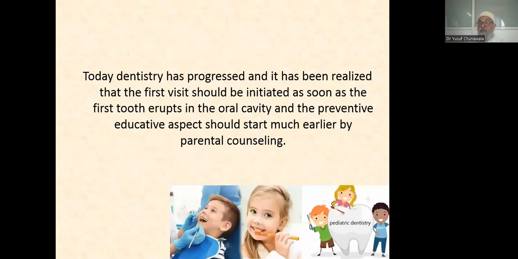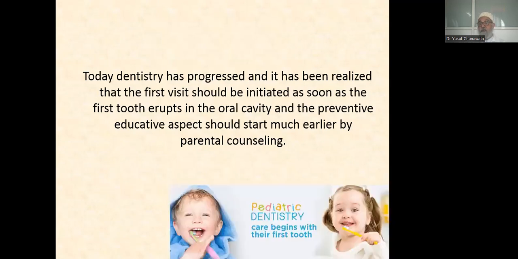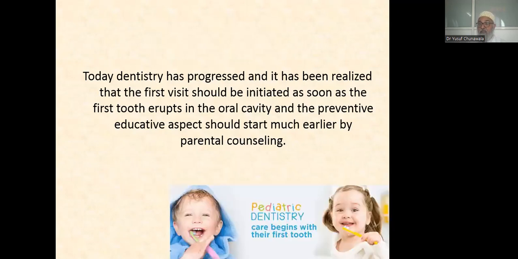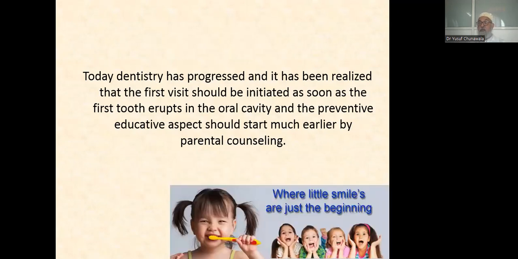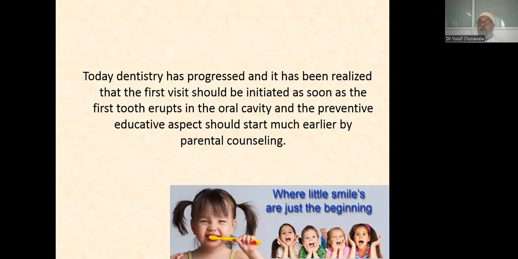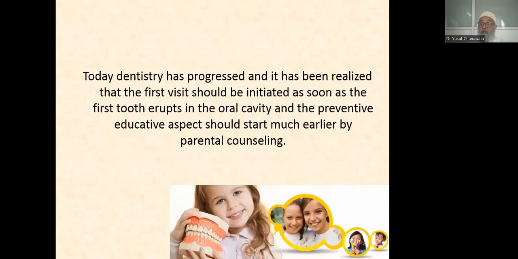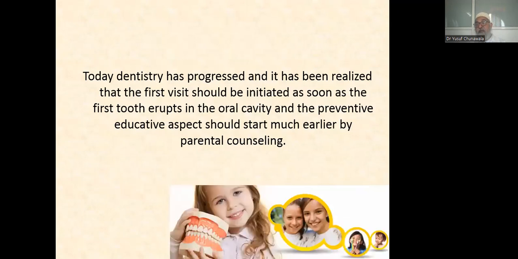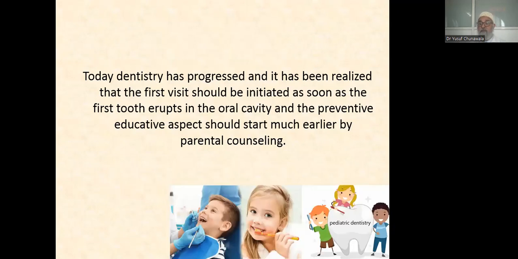So when the patient comes in severe pain, many times the only option available to you would have been extraction. If the child is brought early, when the first tooth arrives in the oral cavity, and a lot of instructions are given by the pediatric dentist to the parents, all further issues can be prevented. So parental counseling becomes a great factor, because many times the parent himself is not aware. Okay, because everybody unfortunately waits for pain.